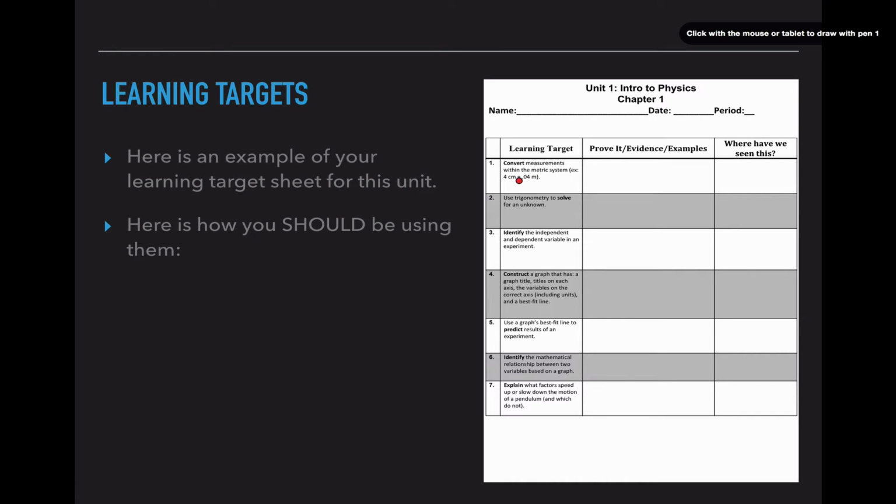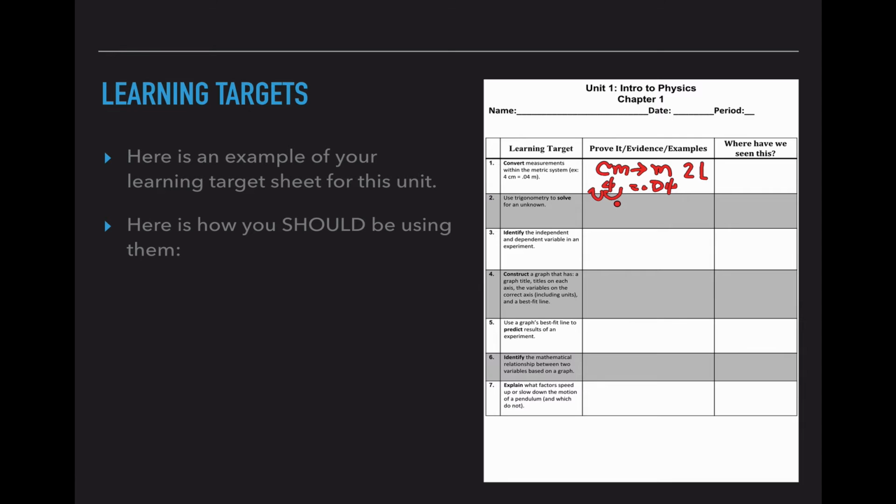So the first learning target is convert measurements within the metric system. In the next video, you'll see how to do that using the stair step. So essentially, you can write down something like centimeters to meters is 2 steps to the left. So 204 becomes 2.04. Okay, so that can be the evidence that you provide.